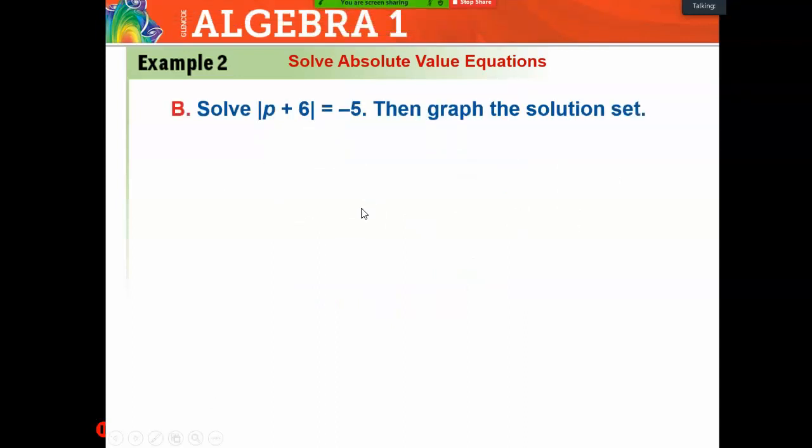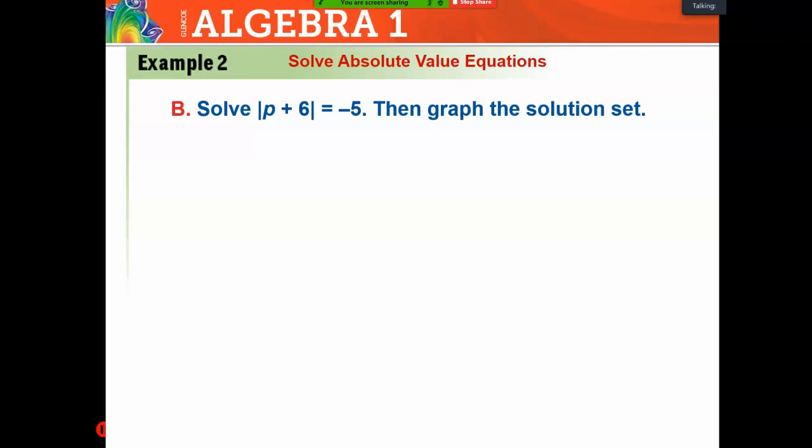Okay? The absolute value of p plus 6 equals negative 5. What's the number one rule of an absolute value? Madison? It can't equal a negative. The absolute value is always positive. So what do you think the answer to number 2 is?